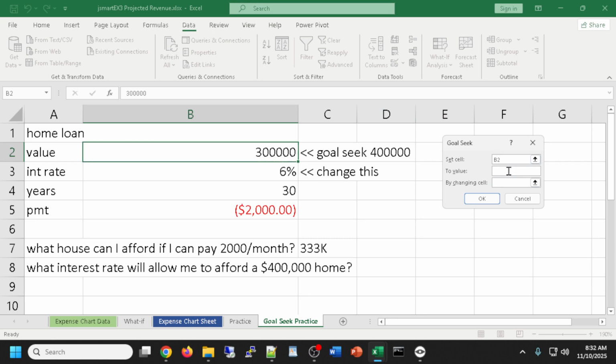I want to see if I can get a $400,000 home. And what cell do I want to change? I could type B3 or point to B3. That's what I'm hoping for, the interest rate. What interest rate change will get me to 400,000, knowing I can afford $2,000 a month? And let's see what interest rate it will take. What happened? It must contain a formula.